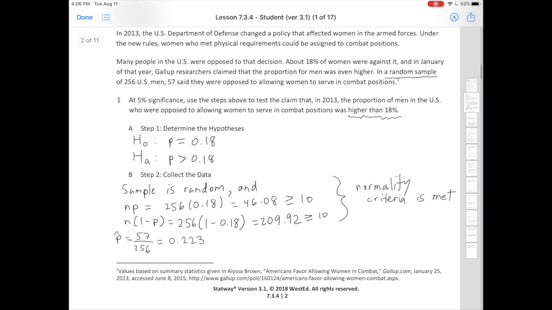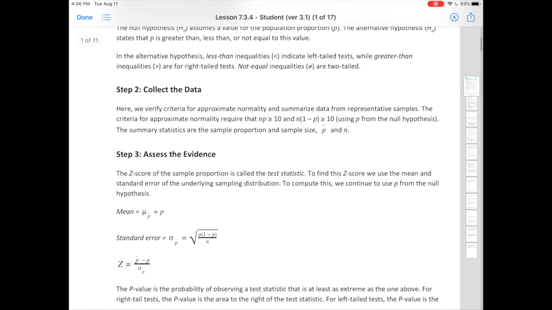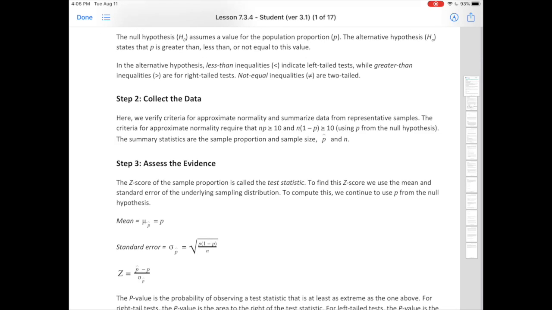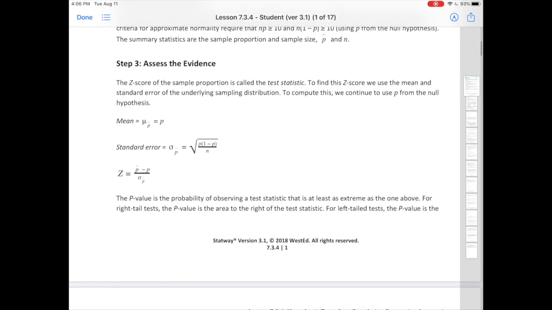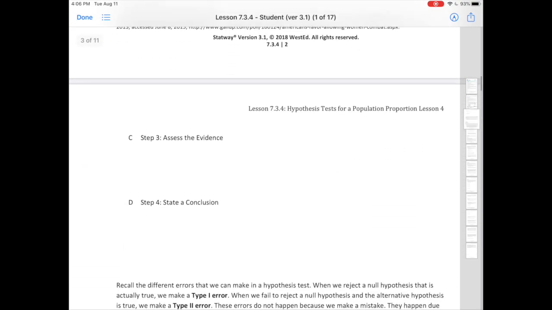Let's go to the next step. Well, actually, let's see here. Yeah, so I guess I just wanted to make sure I wasn't mixing up the steps. So that's everything we need for step 2. So step 3 is where we're going to list the mean, the standard error, the z-score, and the p-value. So let's start with the mean. Mu sub p hat is just p, which is 0.18.